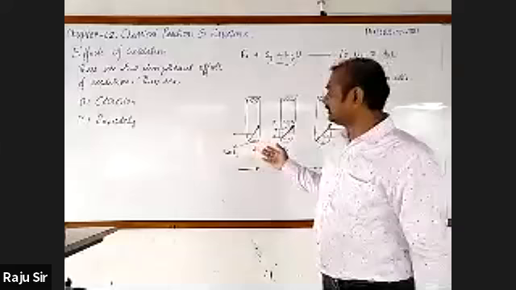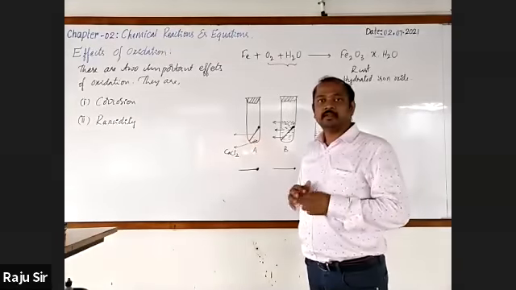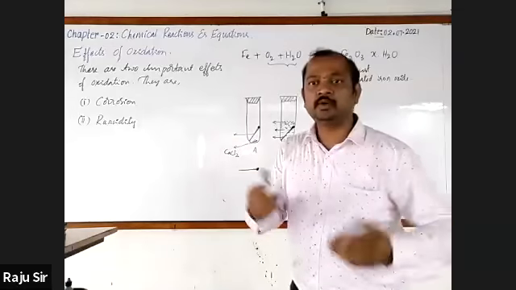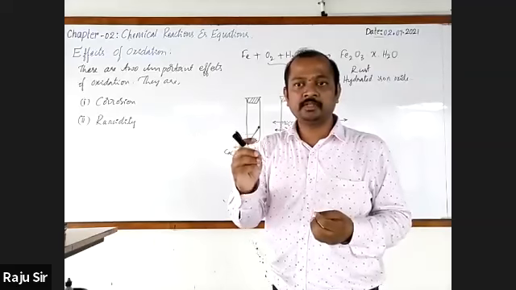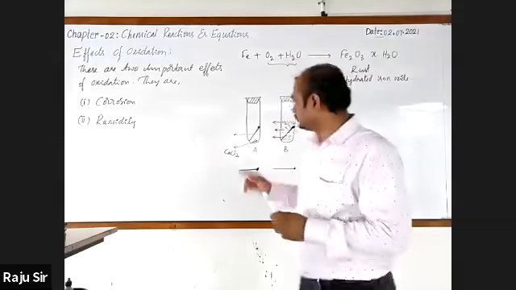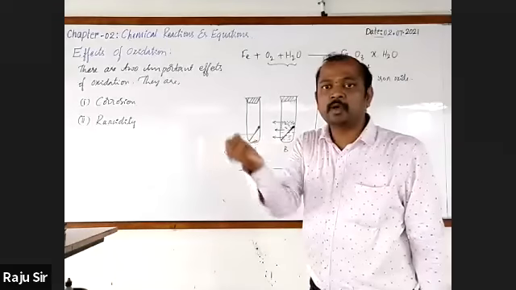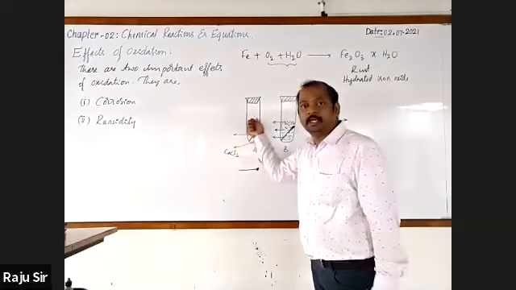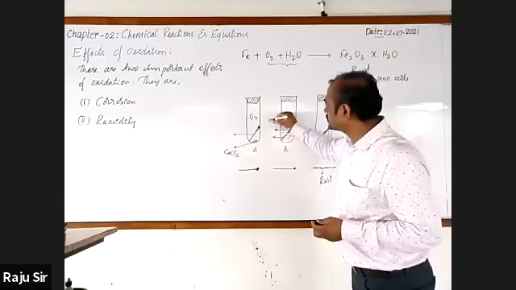You may ask a question: why have we used calcium chloride in test tube A? Dear students, you all know that in the air there will also be some amount of water vapor. It should be removed. We want only oxygen. That is why we have used calcium chloride. This calcium chloride will absorb all the moisture present in the air. Then only oxygen is present. Next, in the second test tube, you can also ask me why we have put some amount of oil.